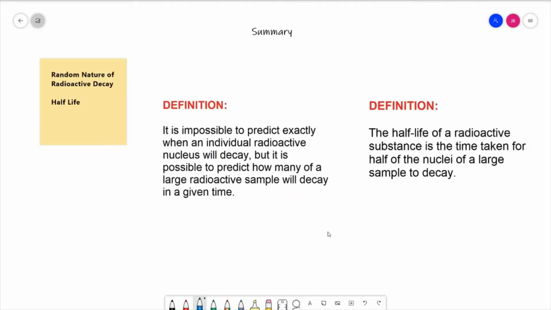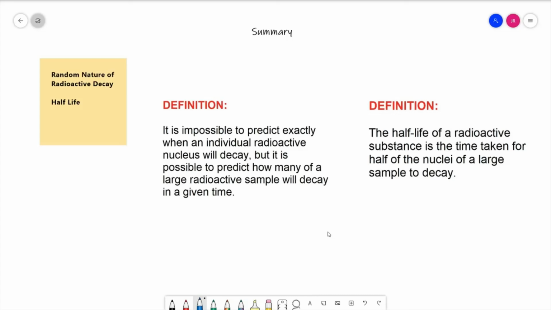So that's it for this lesson then. We have looked at the random nature of radioactive decay today and come up with the definition that it is impossible to predict exactly when an individual radioactive nucleus will decay, but it is possible to predict how many of a large radioactive sample will decay in a given time. And then we also came up with our definition for half-life, and the half-life of a radioactive substance is the time taken for half of the nuclei of a large sample to decay.